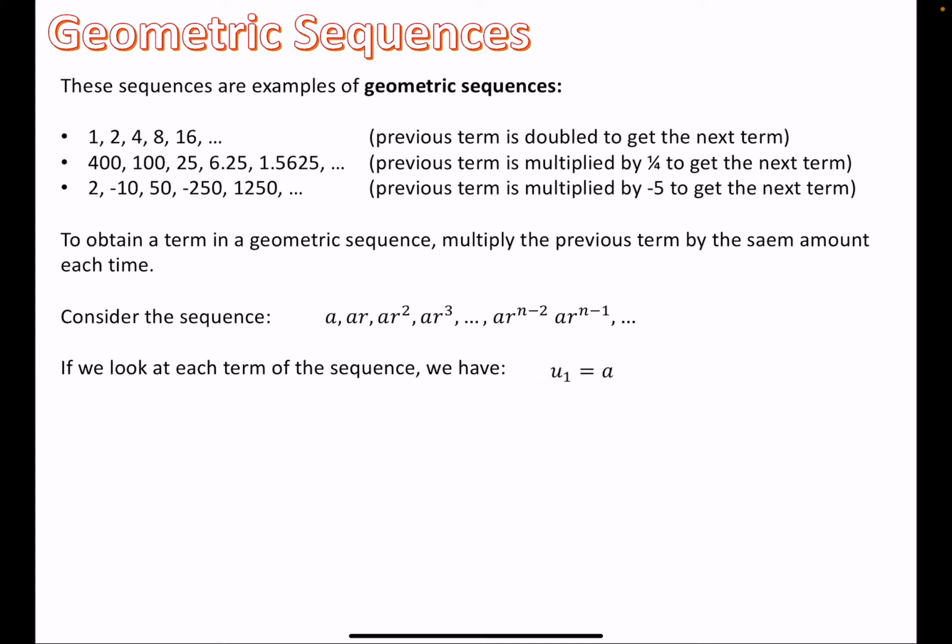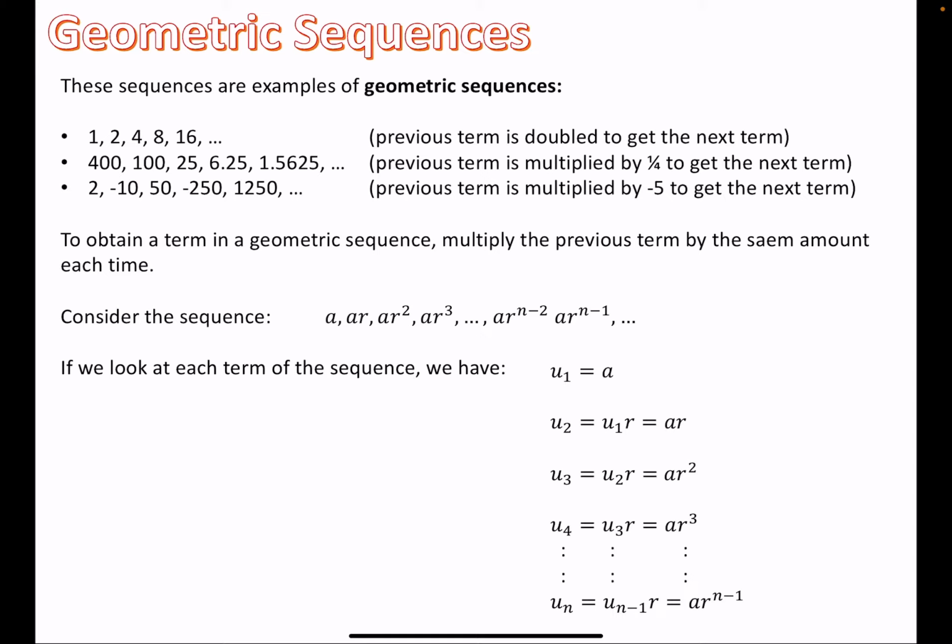Okay, so this is just that geometric sequence. We have a first term A. We're going to call it A because we've called it A in arithmetic sequences. To get to the second term, we take the first term U1 and multiply it by some number R to give us AR. For the third term, we take the second term AR and multiply it by R, and that gives us AR squared, and so on and so forth, until we get to a general term.